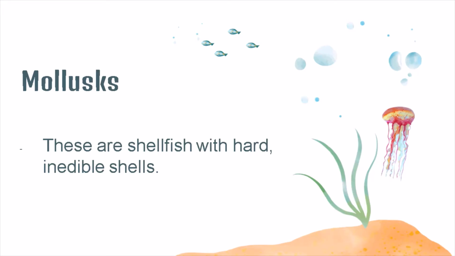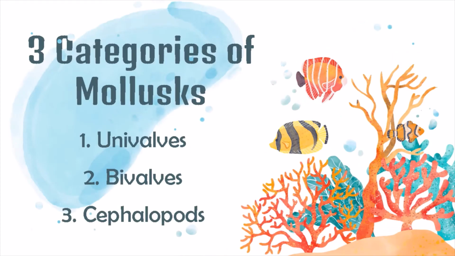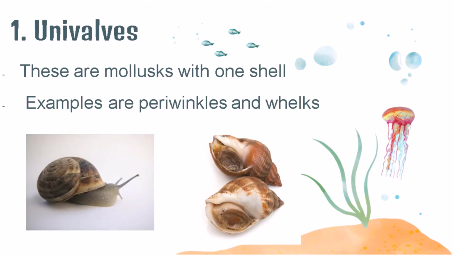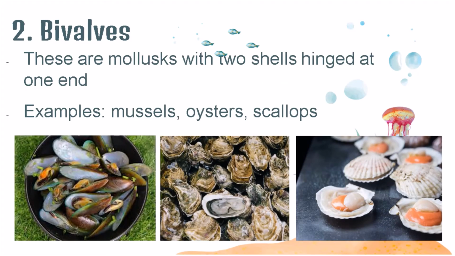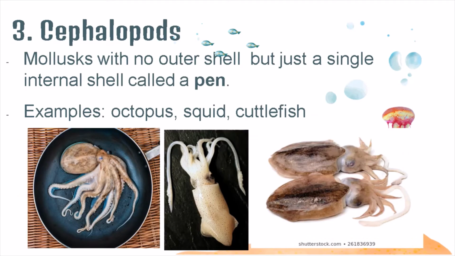Mollusks. These are soft-bodied shellfish with hard, inedible shells. Mollusks are further divided into 3 categories: univalves, bivalves, and cephalopods. Univalves are mollusks with 1 shell. Bivalves are mollusks with 2 shells hinged at one end. Cephalopods are mollusks with no outer shell but just a single internal shell called a pen.